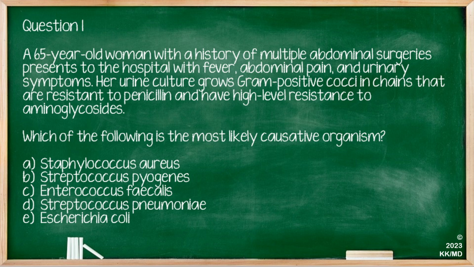Let's do a question. A 65-year-old woman with a history of multiple abdominal surgeries presents to the hospital with fever, abdominal pain, and urinary symptoms. Her urine culture grows gram-positive cocci in chain that are resistant to penicillin and have a high level of resistance to aminoglycosides. Which of the following is the most likely causative organism?